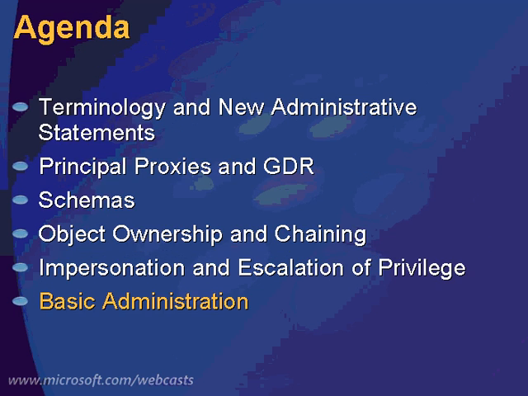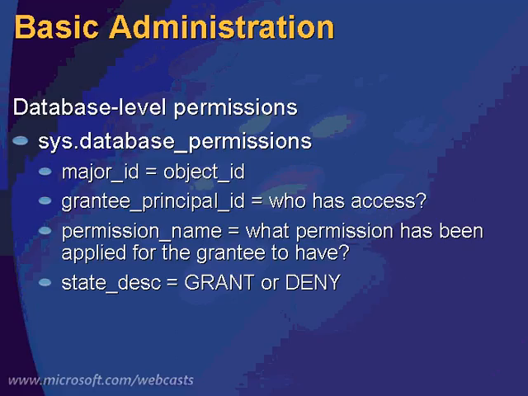So moving along to our final topic, I'm just going to show you a little bit of basic administration and how you can look at the permissions as an administrator. For database level permissions, what we look at is the sys.database_permissions catalog view in 2005, and this has a few columns that you really want to pay attention to. The major ID is the object ID of whatever it is that you have permissions on. The grantee principal tells you who has access to that object.